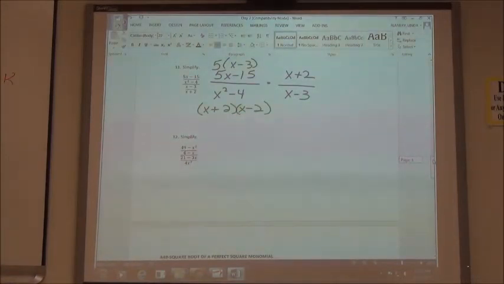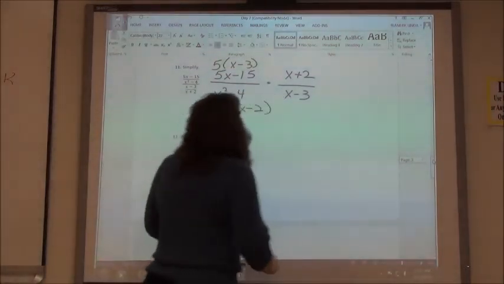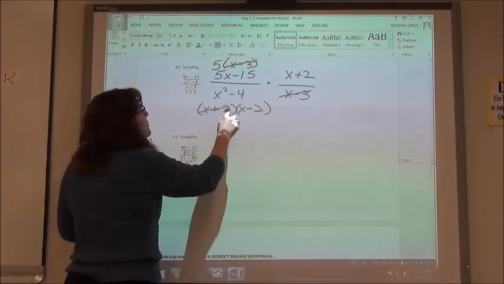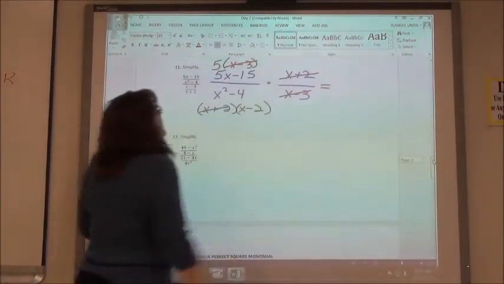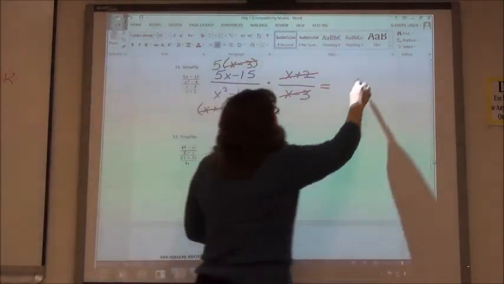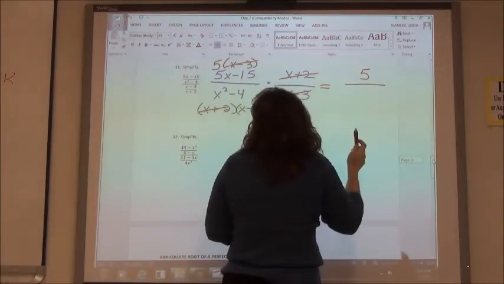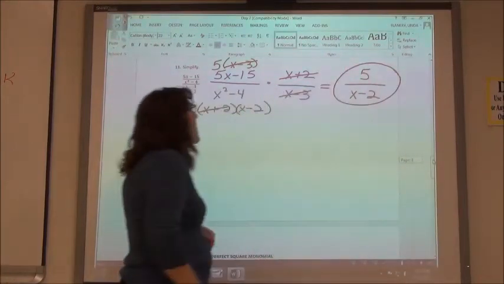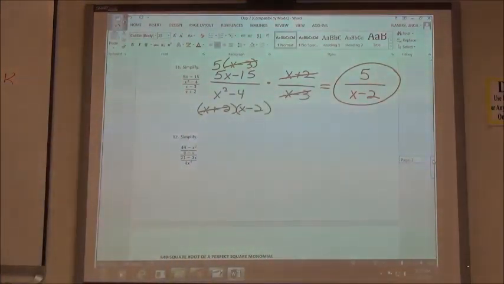Second fraction, there's nothing we can factor out. I don't have any squareds and I don't have any greatest common factors. So now I can just go to my canceling. I can cancel out the x minus 3's. I can cancel out the x plus 2's. That doesn't leave me a whole lot left. On the top I have a 5, and on the bottom an x minus 2. All right, go ahead and try the next one there.